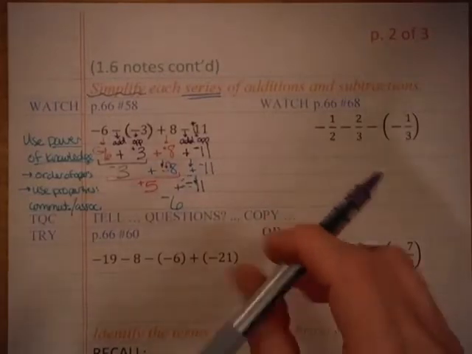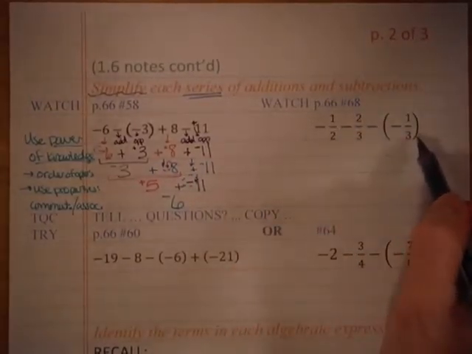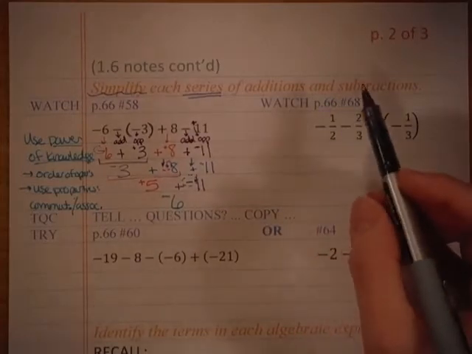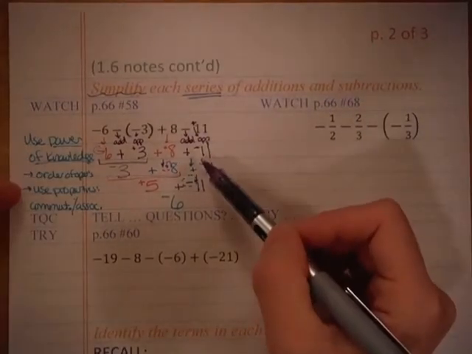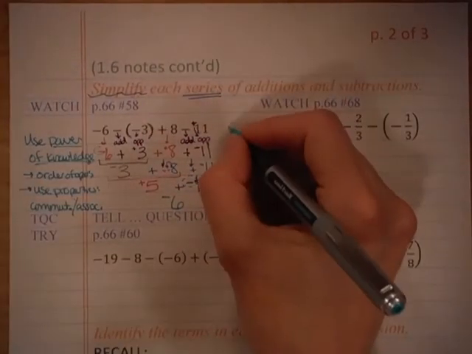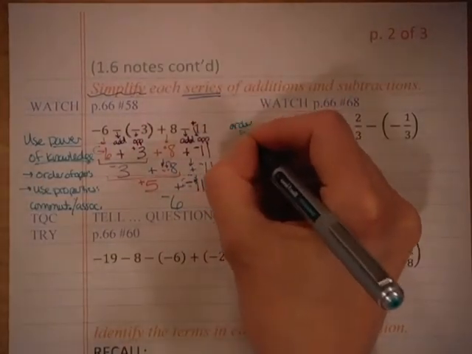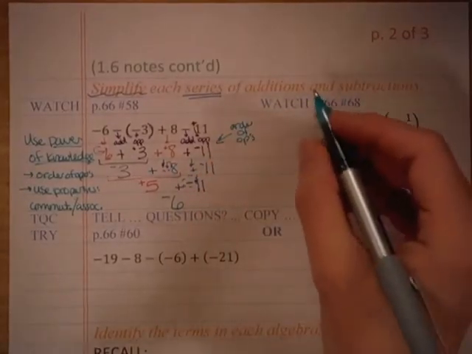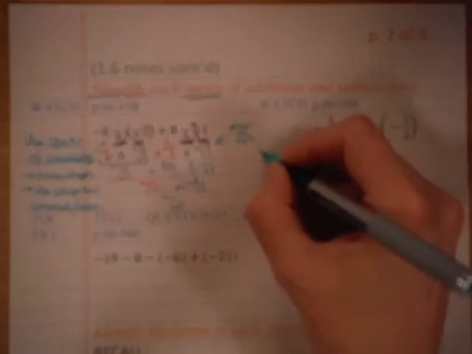So let's look at number 68. We've got fractions involved. No fear with fractions. Get the help you need if you're still stuck. And that one, the first one, I used order of operations. So I think I'll just note that here. I used order of operations here. Here I'm going to use the properties.